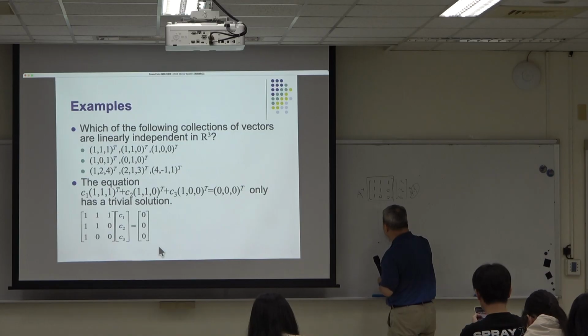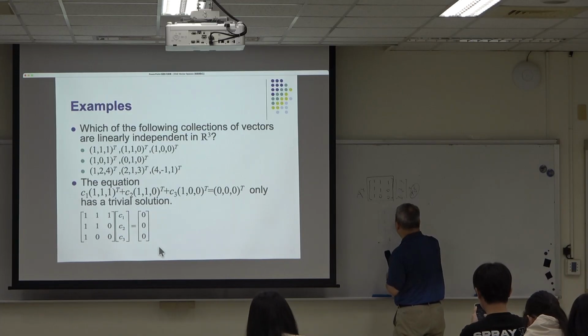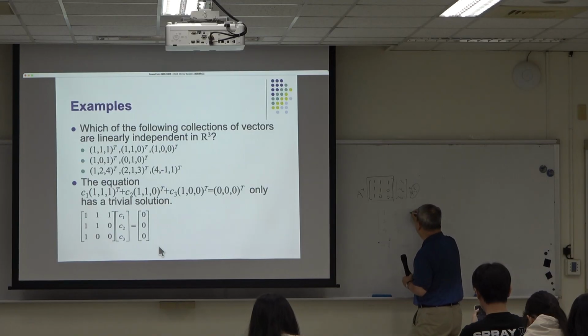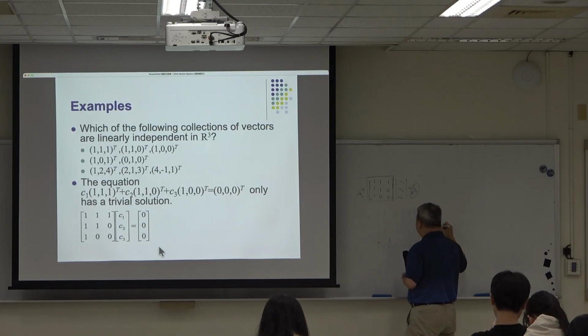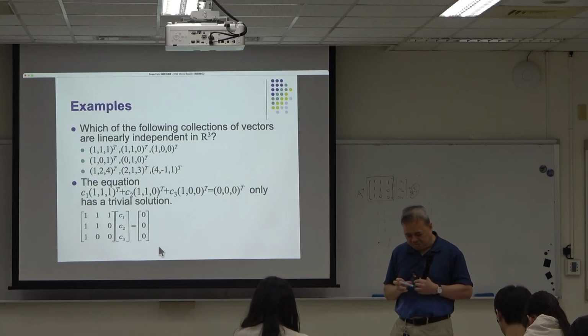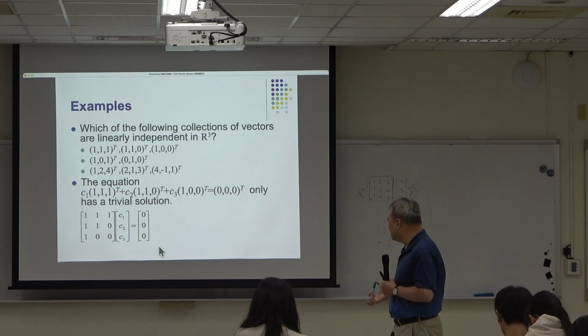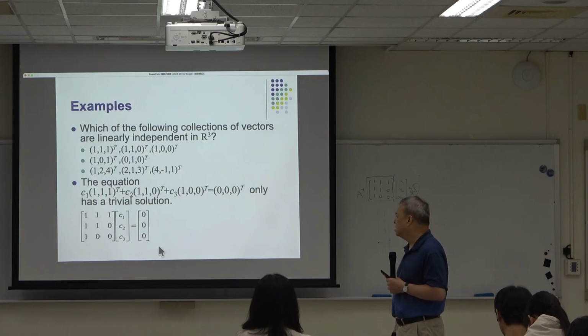One, 2, 4, 2, 1, 3, and the third one is 4, 1, 1. So we try to see if it has a non-trivial solution. And basically, again, as I said, you just try to verify if this matrix has determinant 0 or not, and you can answer that, right?